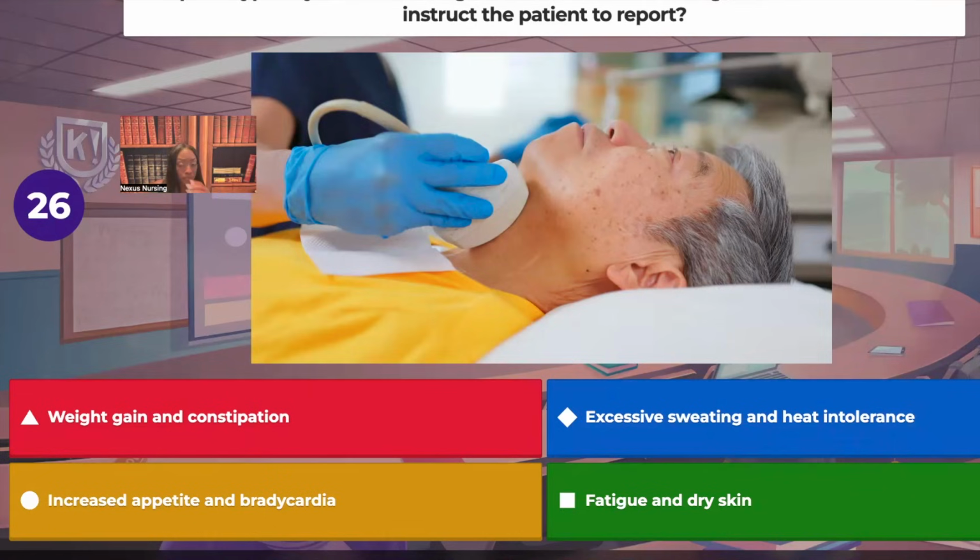The three S's for Addison's are salt, sex, and sugar. Salt, mineralocorticoids. Sex, androgen hormones. Sugar, glucocorticoids. Salt, sex, and sugar. You need to add it in Addison's disease.